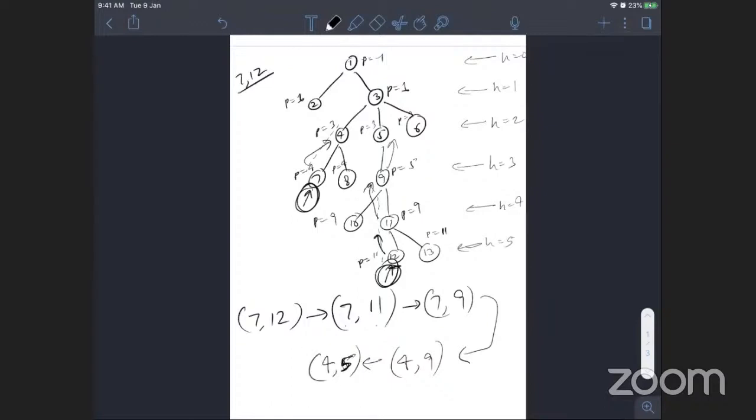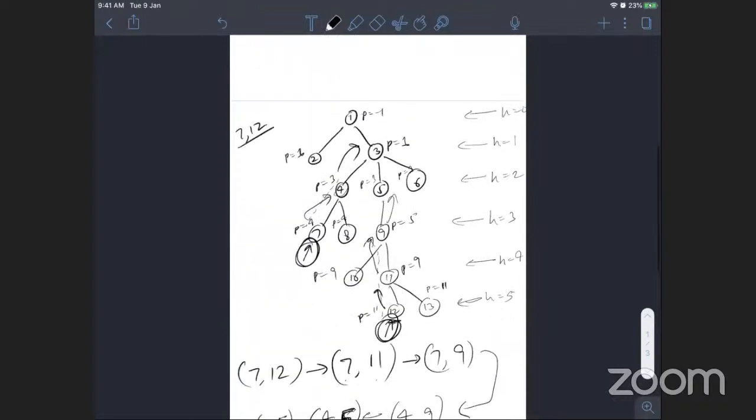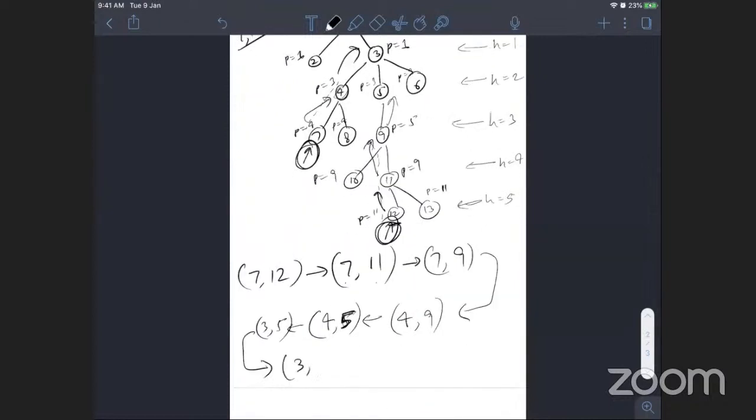And once you're at 4 comma 5, both the heights are again equal, so you can move any of them. Let's say you move 4 again, so it becomes 3 comma 5 because 4 went here. And then in 3 comma 5, 5 is deeper, right? 5's height is 2, 3's height is 1, so 5 will move one step up and come to 3 comma 3. Now you'll stop here because these two nodes are equal.